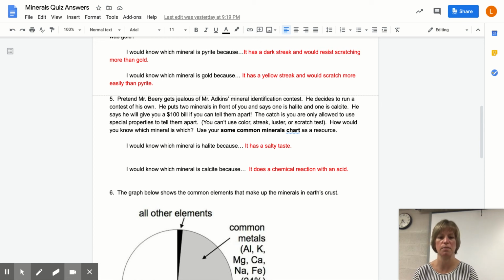Well, on your some common minerals chart, it says halite has a salty taste in the notes, and it says that calcite will fizz with an acid like vinegar or lemon juice. So that's a chemical reaction. I don't want you just to say halite has a salty taste and calcite doesn't, for example. I want you to identify both of those special properties that make calcite and halite easy to identify.